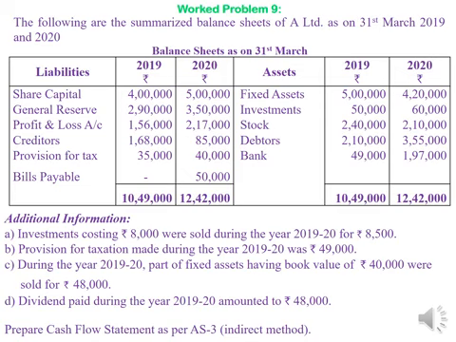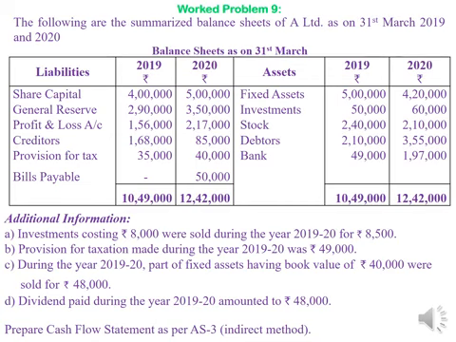Let me analyze the changes. On the liability side, share capital is showing 4 lakhs and 5 lakhs. It is increasing, and in additional information, nothing is given about this increase or amount. So we can assume it as issue of share capital during the year worth rupees 1 lakh for cash. General reserve is increasing. That increase of rupees 60,000 is to be treated as a non-cash item and added back to find out cash flow from operating activities.